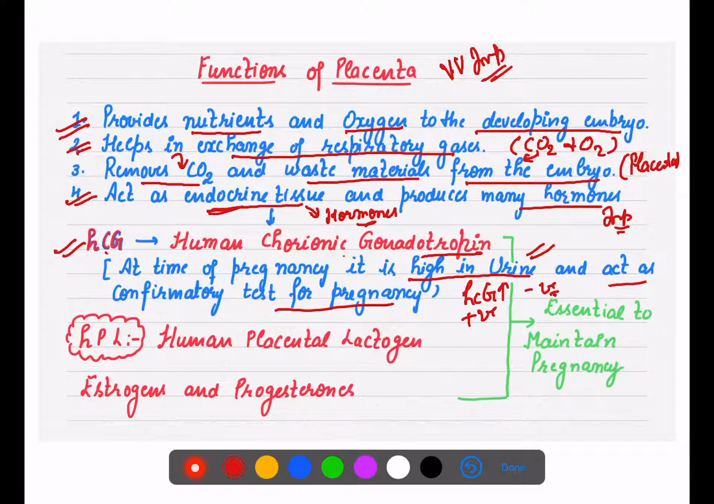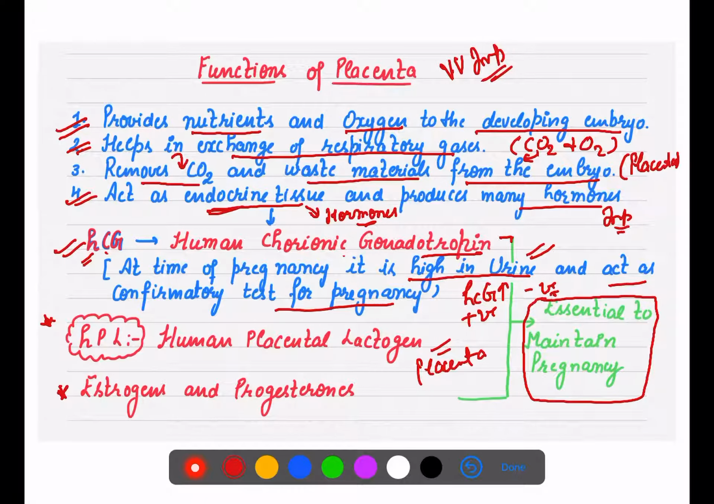Then there is HPL, human placental lactogen, that is also released by the placenta. Then estrogens and progesterone. You should know that HCG, human placental lactogen, estrogen and progesterone, they all are essential to maintain pregnancy. So if in your options any one of these is given, HCG, HPL, estrogen and progesterone, then quickly mark that these are the essential hormones to maintain pregnancy, and who is releasing them? The placenta is releasing them.